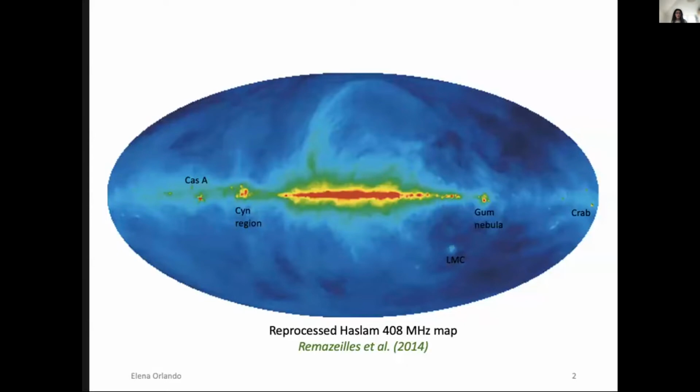So, this is the well-known 408 megahertz map, and it is usually used as a spatial template for component separation in microwaves, and usually with the assumption of a spectral index of -3 for the synchrotron emission for the entire galaxy. But we know that synchrotron intensity depends on the magnetic field intensity and on the electron density, while the synchrotron spectrum depends on the cosmic ray spectrum and on the magnetic field intensity as well. So realistically, the synchrotron spectrum may change in different regions of the sky.